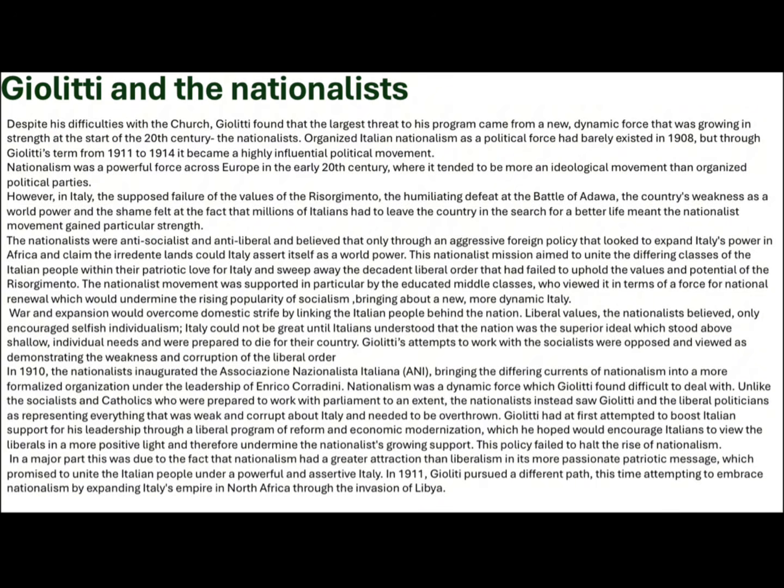Giolitti had at first attempted to boost Italians, as representing everything that was weak and corrupt.